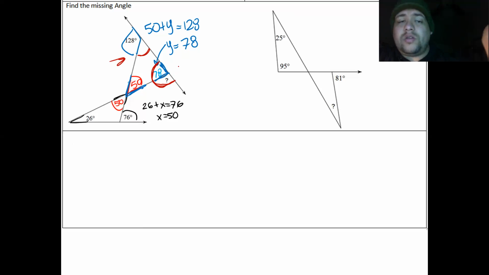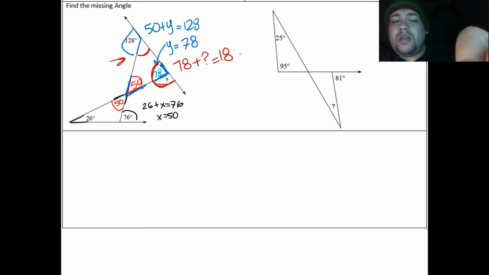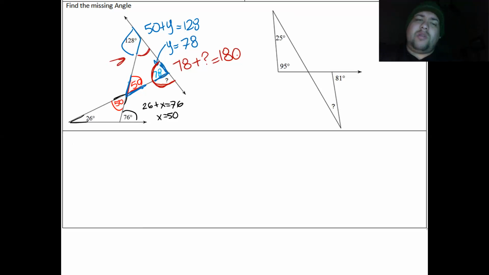So those are linear pairs, so 78 plus our final angle, I'm going to put it as a question mark because I know you guys will be confused on that, is equal to 180. I want to simplify out and subtract out. So the number we're looking for is 112 in this case. 112 will give us that 180. And that's it for that value.